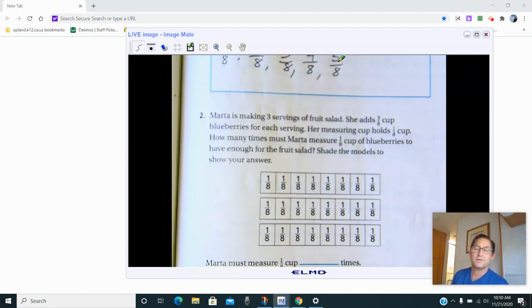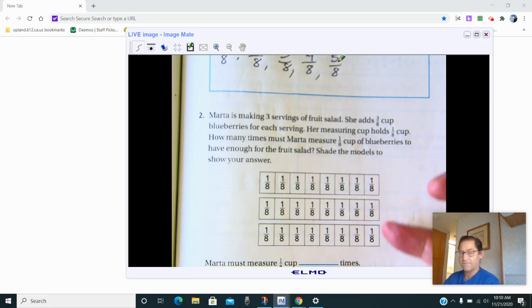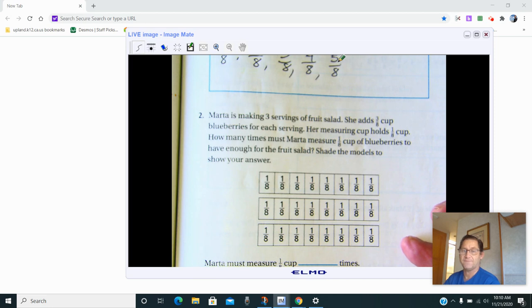Number 2. Marta is making 3 servings of fruit salad. She adds 3/8 cup blueberries for each serving. Her measuring cup holds 1/8 cup. How many times must Marta measure 1/8 cup of blueberries to have enough for the fruit salad? Shade the models to show your answer. Alright, so she's making 3 servings, and so that's why we have 3 fraction strips of 1/8.